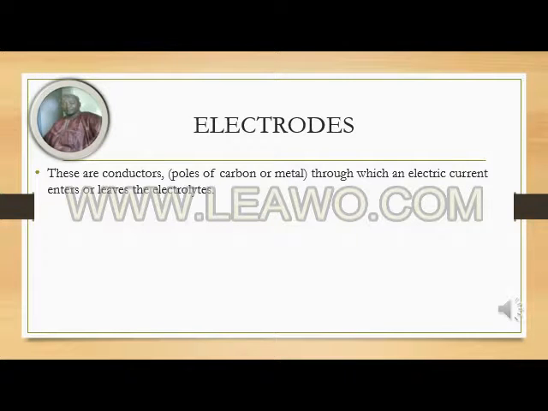Two, electrodes. Electrodes are conductors, either poles of carbon or metal, through which an electric current enters or leaves the electrolytes.